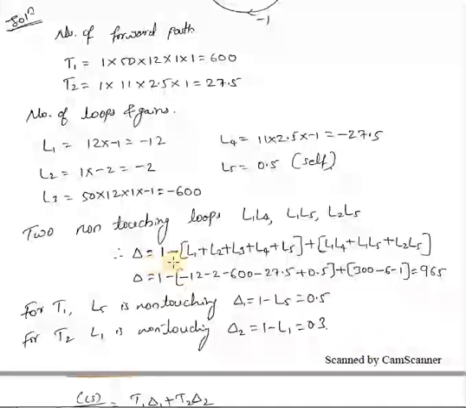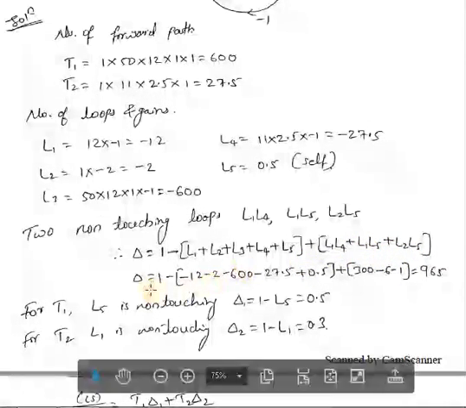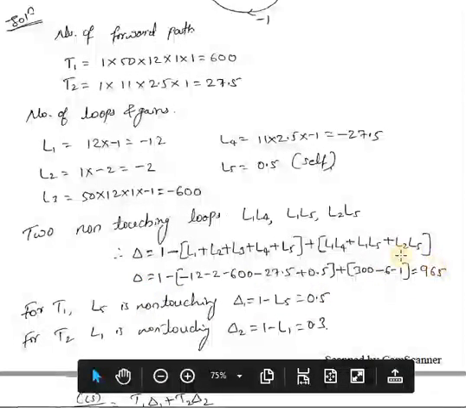Delta is equal to 1 minus summation of gain of all individual loops. There are 5 loops, so L1 plus L2 plus L3 plus L4 plus L5, plus summation of product of the two non-touching pairs. So there are 3 pairs: L1L4 plus L1L5 plus L2L5, and you know their values. Substitute and you will get the delta as 965.